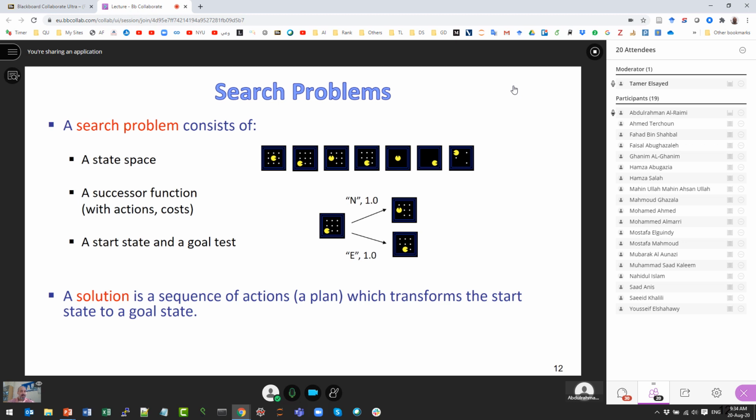Any other questions? It's very, very important for you to understand this because we will base maybe the first half of the course on this formulation. Turn on your mic, please, Fahd.